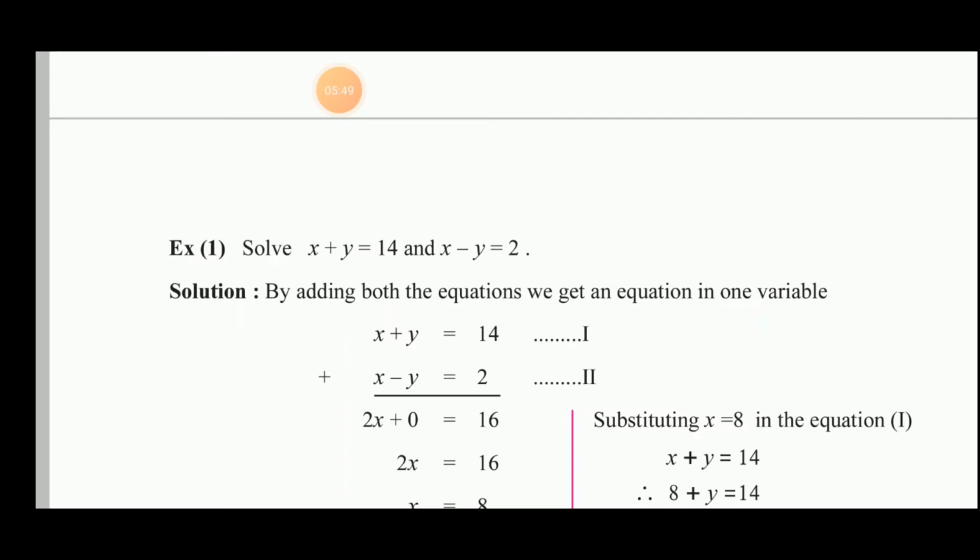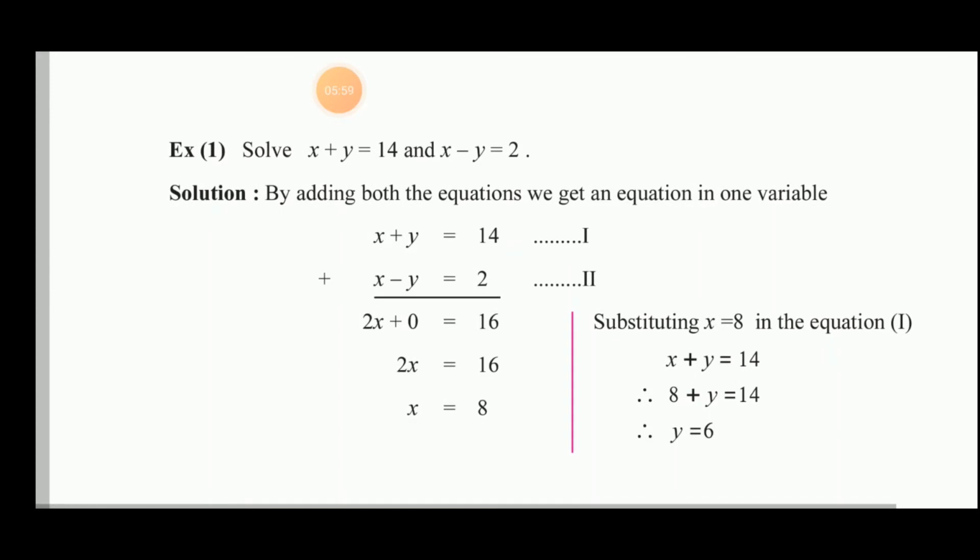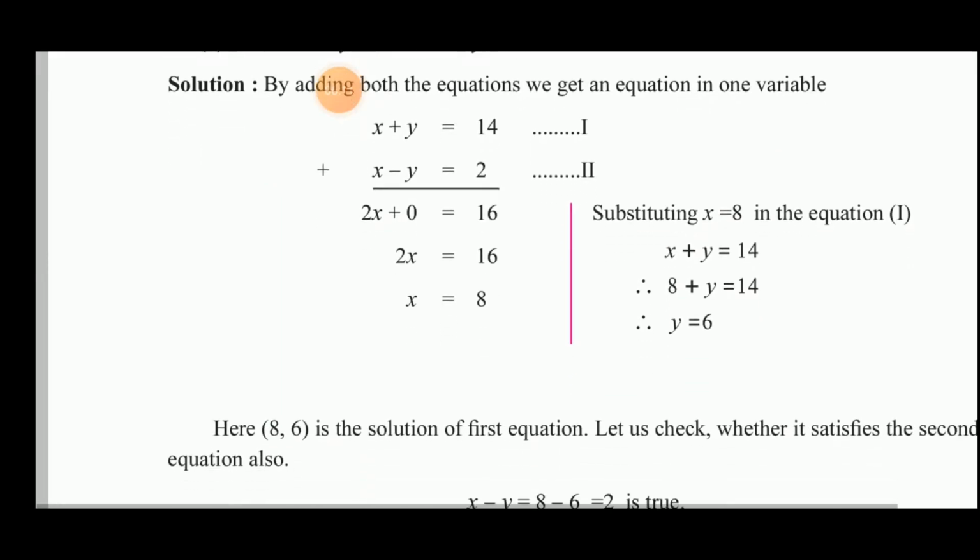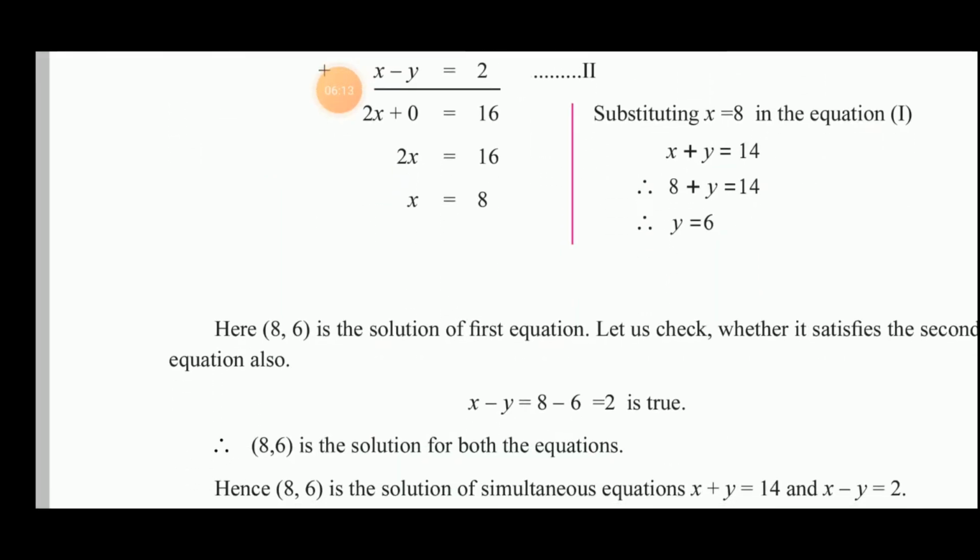So when we add the two equations, we get 2x equal to 16, and x will be equal to 16 upon 2, that is 8. So x plus y is equal to 14, 8 plus y will be equal to 14. So y will be equal to 14 minus 8, that is 6. So 8 and 6 is the solution of the first equation.